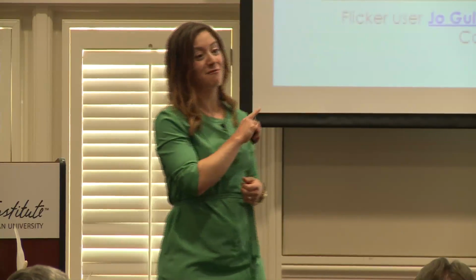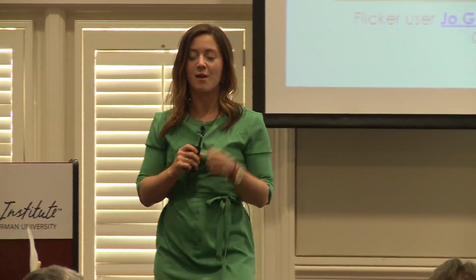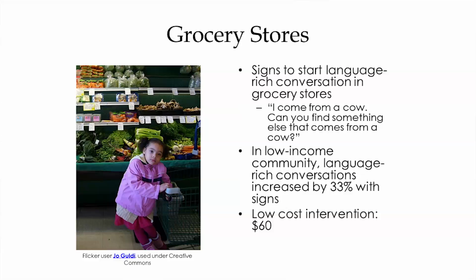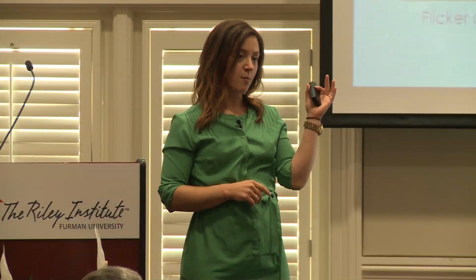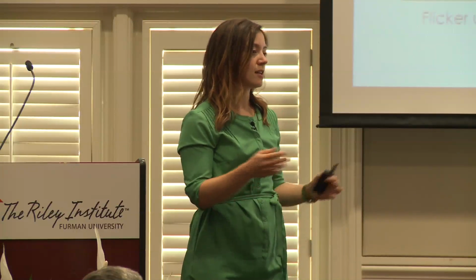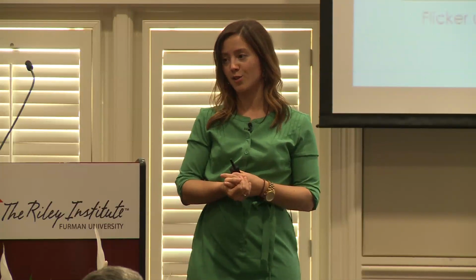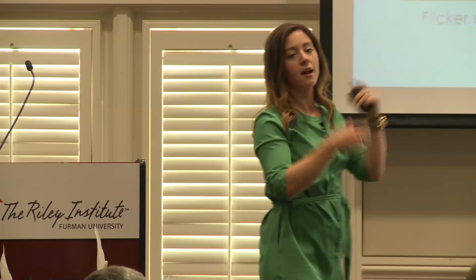This was actually, I think, a really neat idea. It was a study out of Temple University, a pretty low-cost intervention. You can see it only cost about $60. What they did is they basically put up signs in grocery stores in different neighborhoods. Some days they were up, some days they were not, and they just had someone sit and observe parents talking to their kiddos. An example of what one sign might say is, I come from a cow.